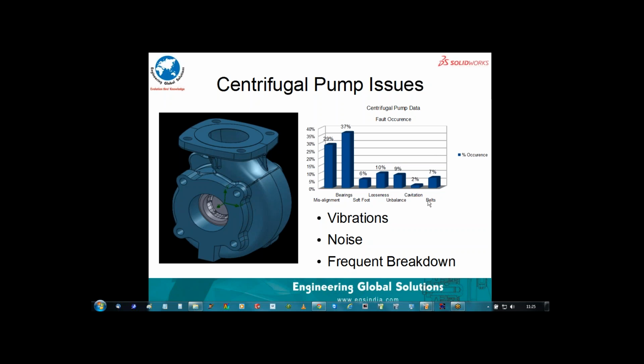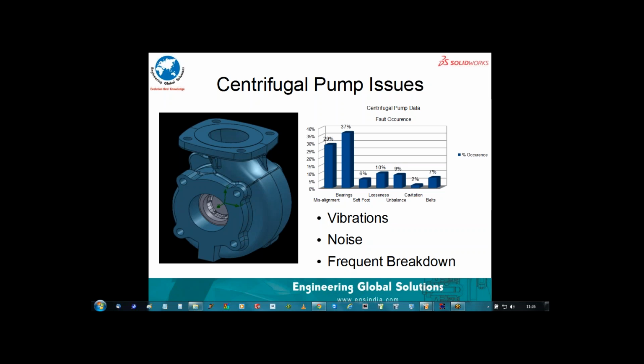So the centrifugal pump is a classic case. If you take the service department data from your organization, for example, this is one data set that we got from a customer quite some time ago. If you look at the service issues, misalignment is 29%, bearing replacement is 37%, soft foot, which is nothing but the foundation, is 6%, looseness of components as a result of vibrations is 10%, unbalance is 9%, cavitation problem is 2%, and 7% is the belts loosening up or failing.